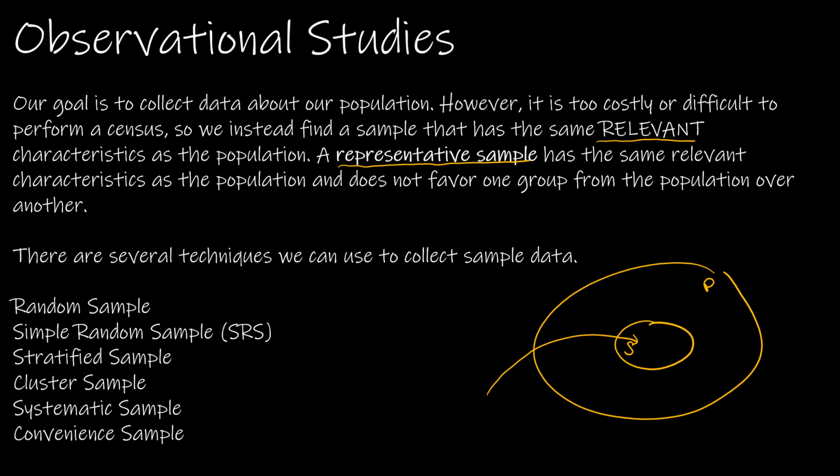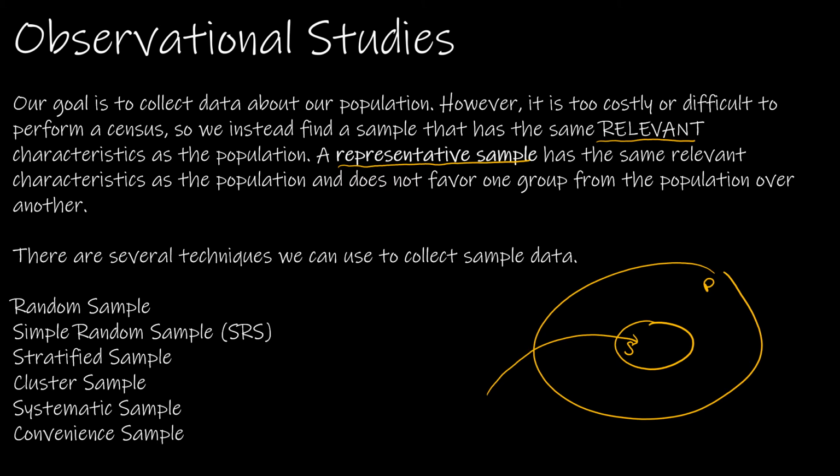So for instance, if I'm looking at whether or not taking vitamins as a child will affect their overall health when they graduate high school, well, relevant characteristics would be that obviously I'm looking at children. The representative sample would have to include children of different ages, different races, different socioeconomic levels. It has to be representative of the entire population. I can't go to a rich school and just talk to all the rich kids. I can't go to a poor school and just talk to all the poor kids. You get the idea. It has to be representative of the entire population and not favor one group over another.